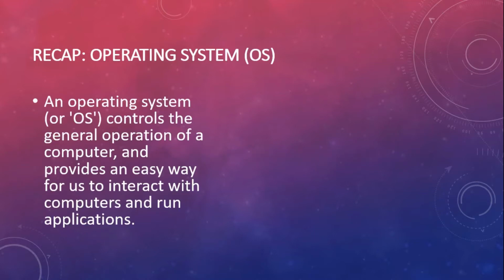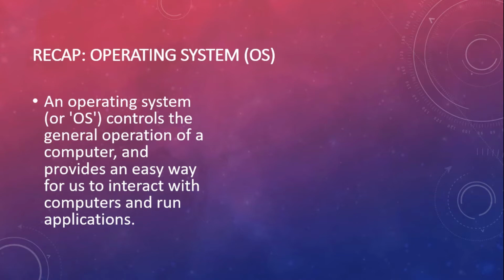Let's start with a small recap. What is an operating system? An operating system, or OS for short, controls the general operation of a computer and provides an easy way for us to interact with computers and run applications.